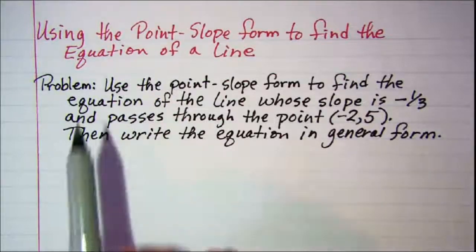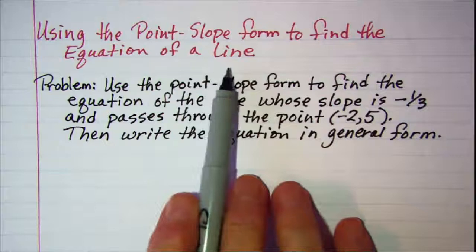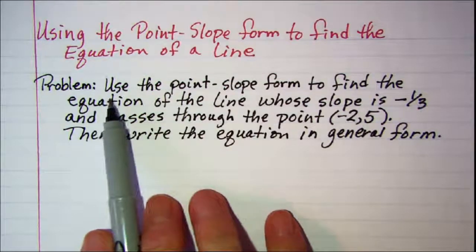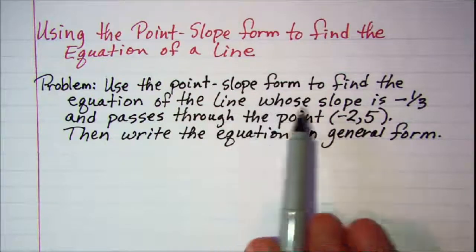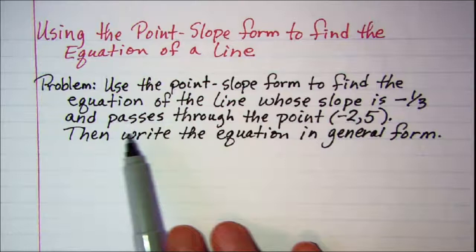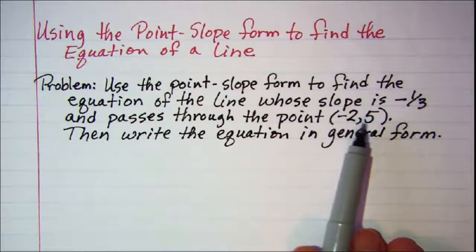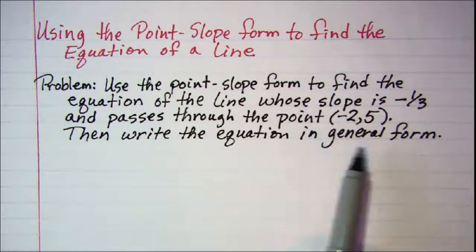In this video, we'll be using the point-slope form to find the equation of a line. Our problem is to use the point-slope form to find the equation of the line whose slope is -1/3 and passes through the point -2, 5. Then we're asked to write the equation in general form.